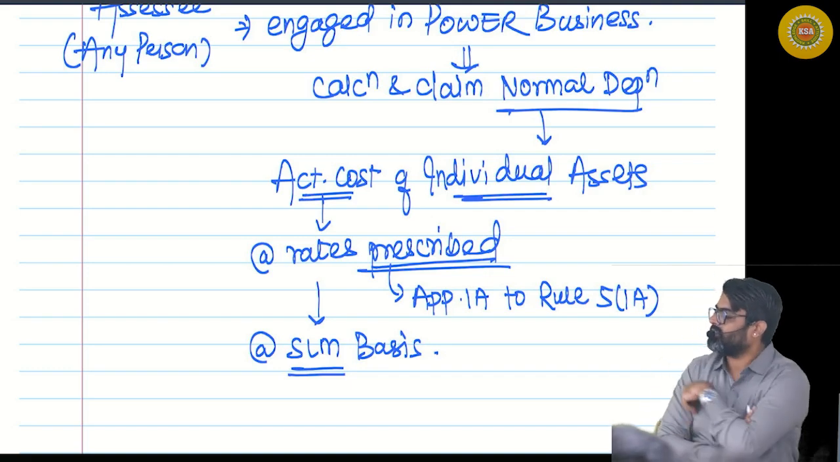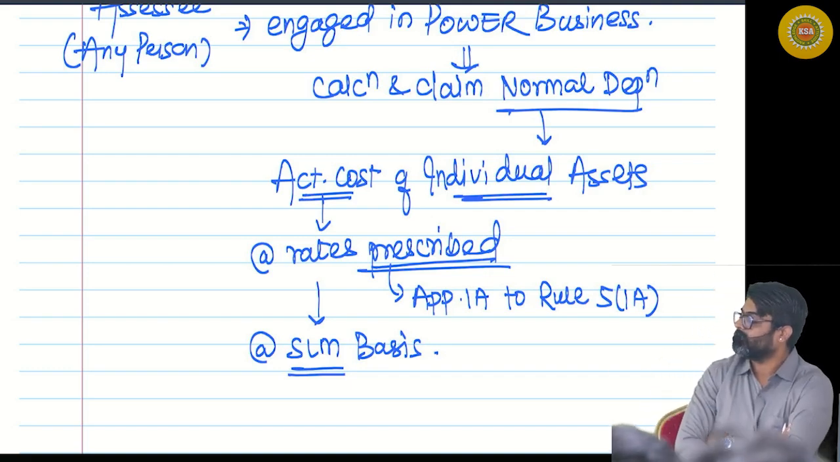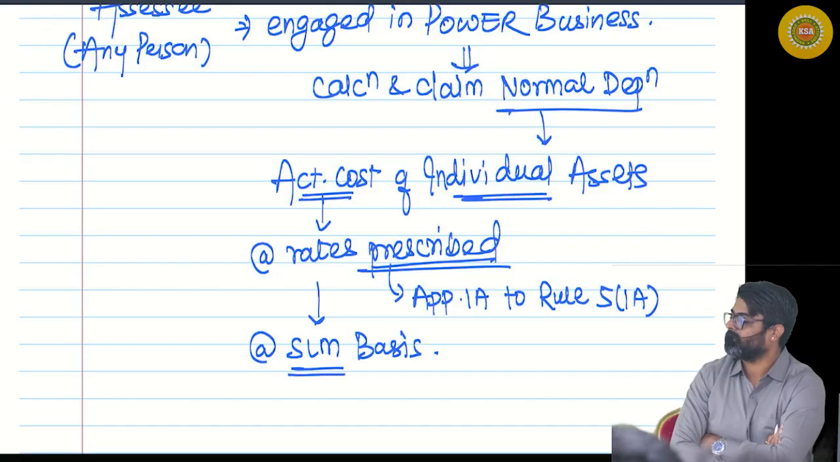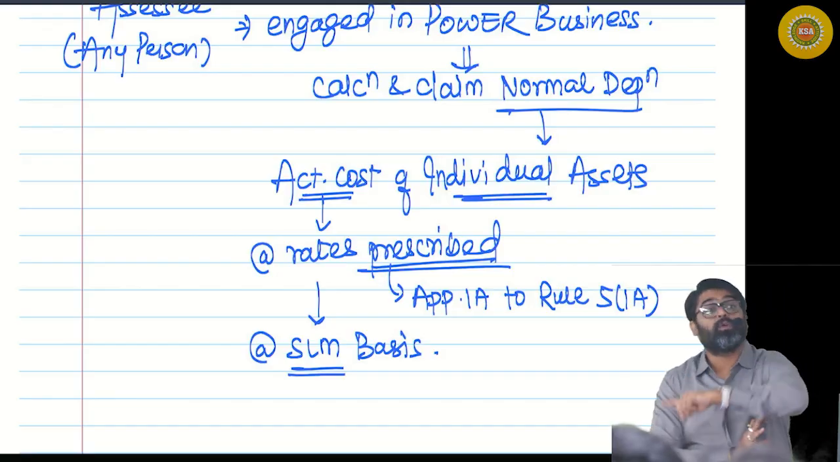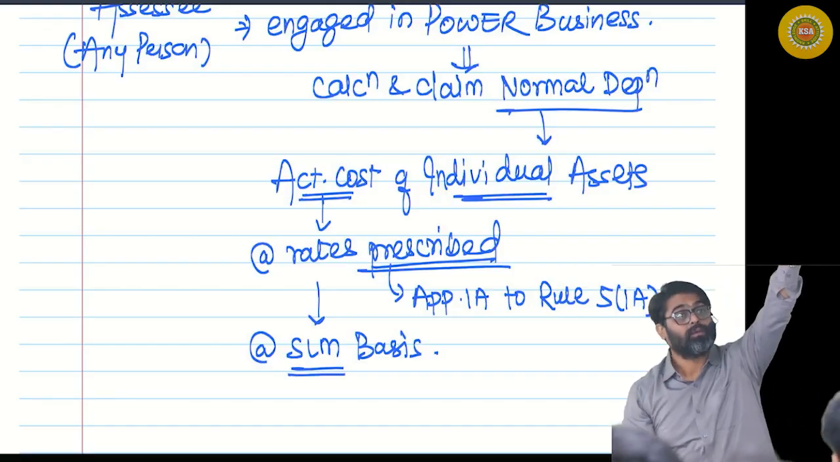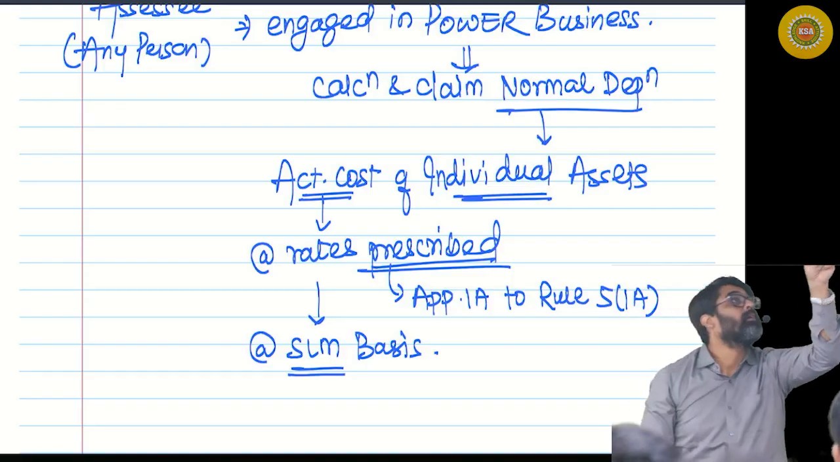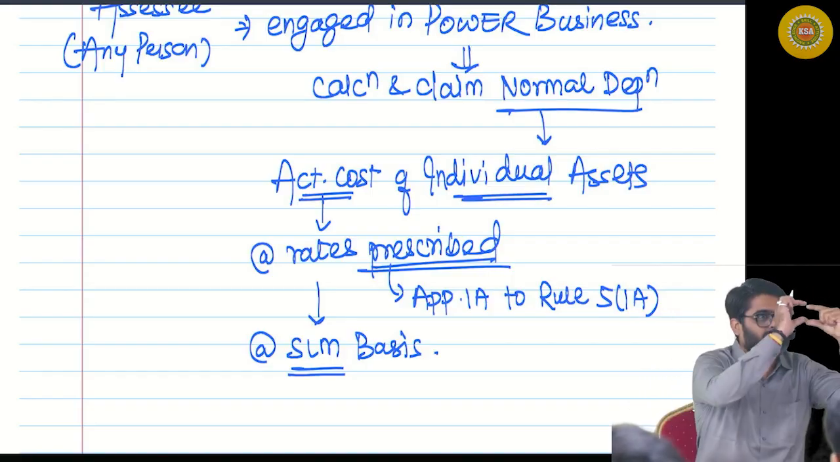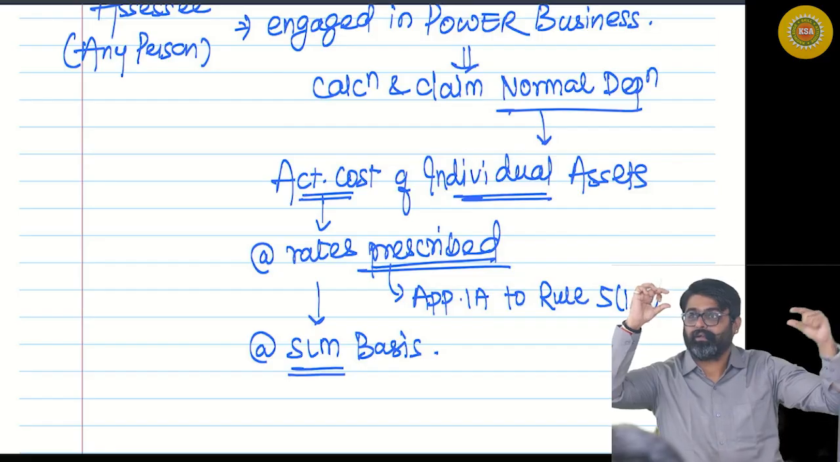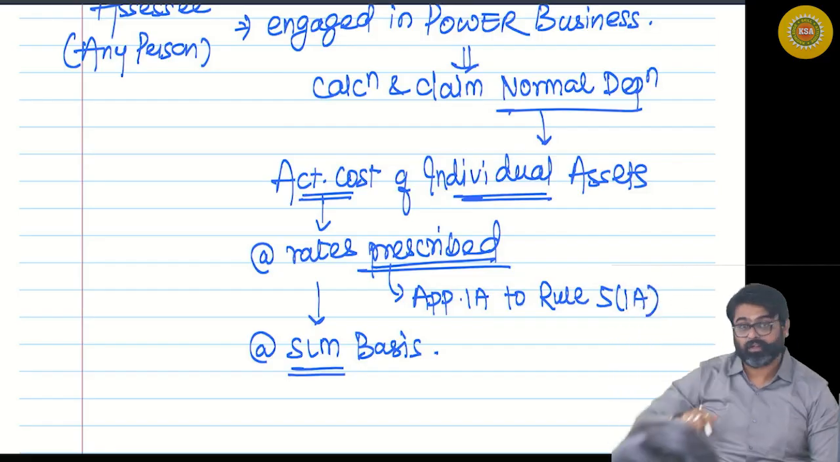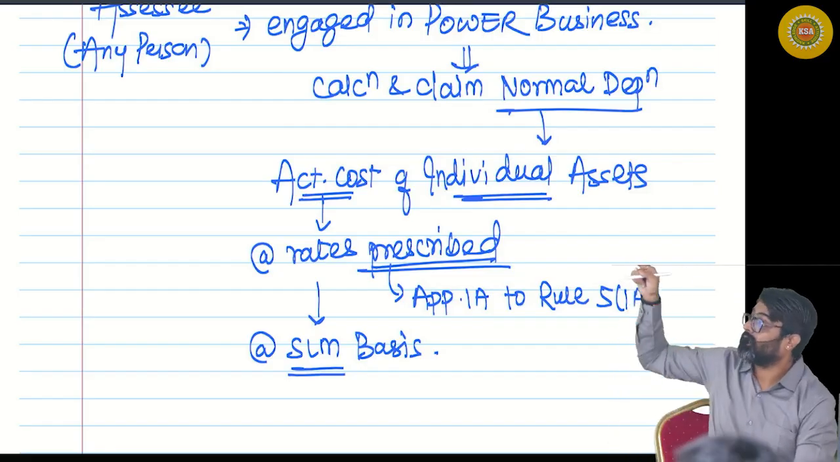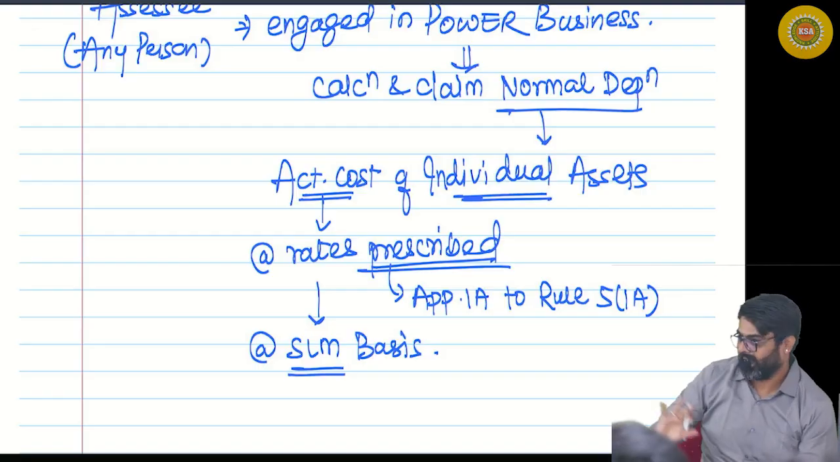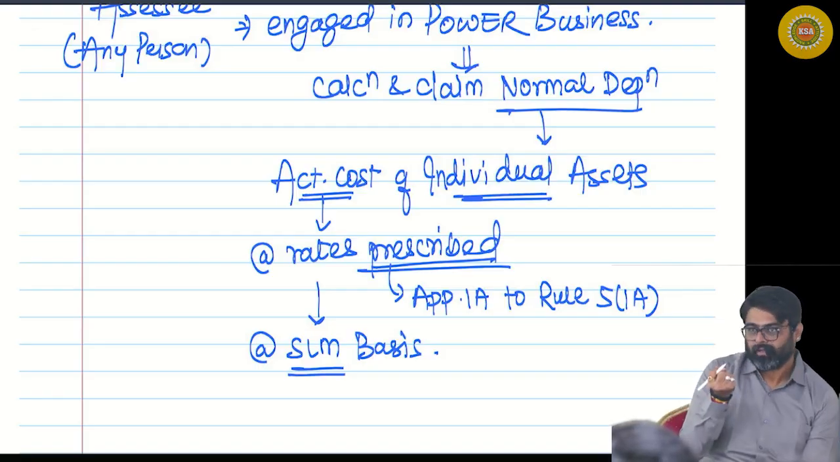See, what type of asset was this? Generator. Go to Appendix 1A, Rule 5.1a. Find out generator. What is the rate written? Pick up that rate, and that rate you are going to apply on the cost of that generator. Apply that rate, you will get the depreciation.